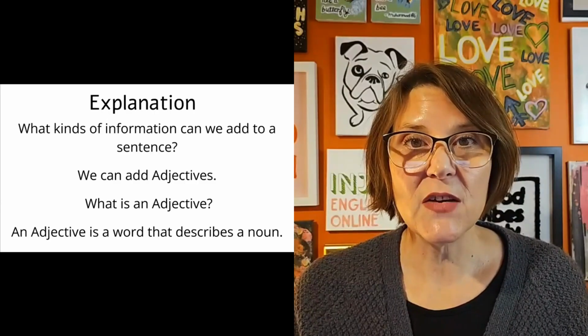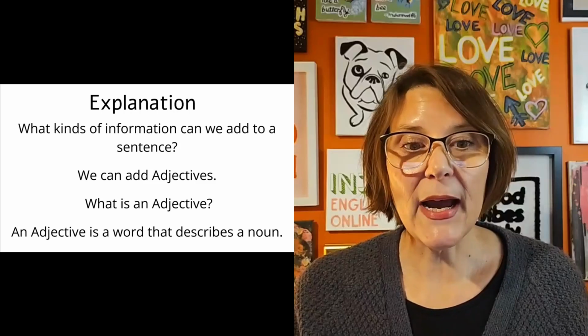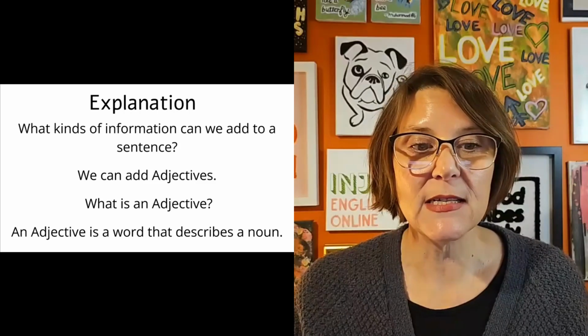Today we're going to stick with the subject verb object construct while adding more information in the right place so that you can successfully make complicated sentences. All right, let's do it. So I mentioned adjectives and adverbs. What kind of information can we add to a sentence?